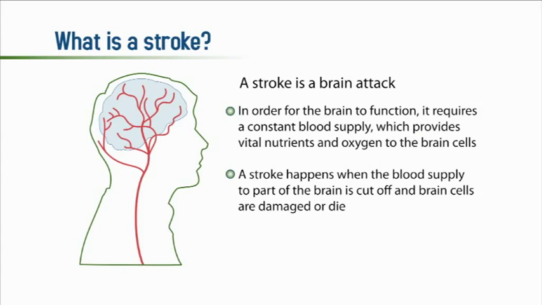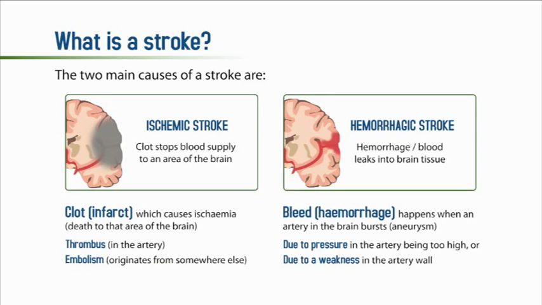And in order for your brain to function, like all the organs of the body, it needs a constant supply of blood, because the blood carries the vital nutrients and the oxygen to the brain cells. Now, when a stroke happens, it happens because somewhere in the blood supply there's been a blockage or a bleed. So part of the brain's blood supply has been cut off, and that means that the cells become damaged or they die. So there's two main reasons that a stroke happens.